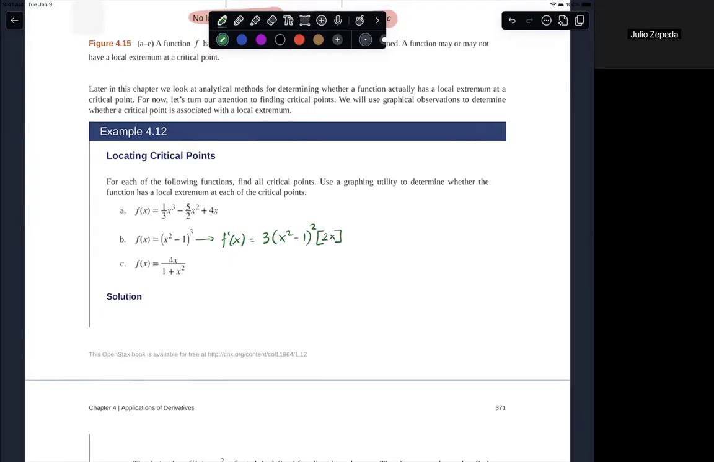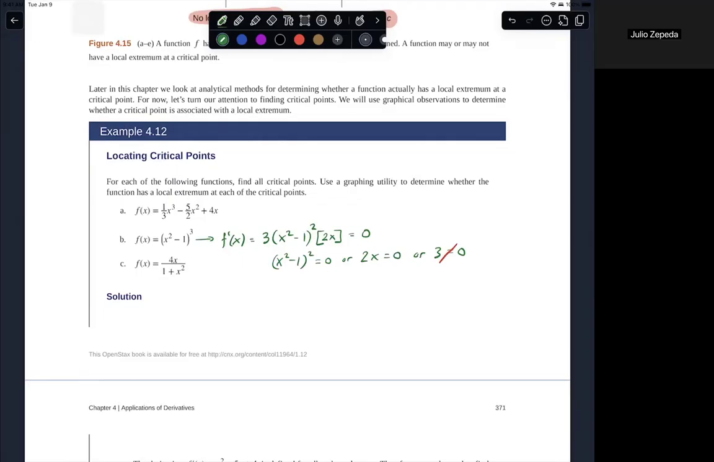Okay, we can set this derivative equal to 0. This derivative is never undefined because it's a polynomial. It's defined everywhere. And so what we get is x squared minus 1 squared equals 0, or 2x equals 0. And if you want to set the 3 equal to 0 also, you can do that. 3 equals 0, that's just false, so we won't get any solutions from that.